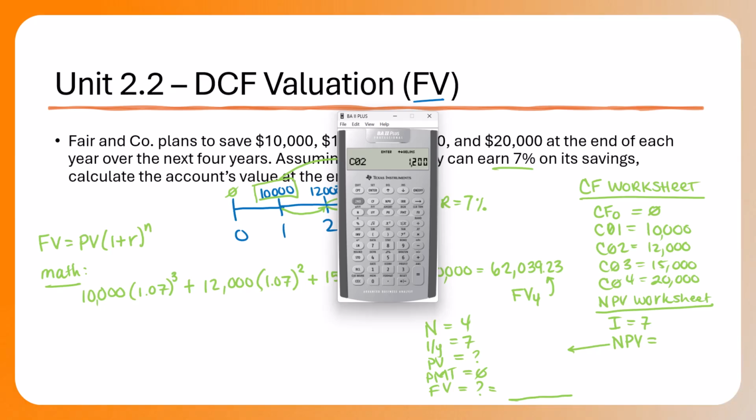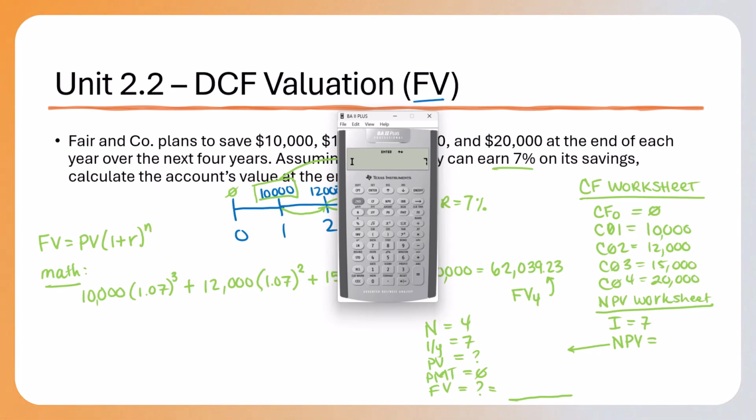The time 2 cash flow is 12,000. Arrow down. Time 3 cash flow is 15,000. Hit enter. The time 4 cash flow is 20,000. So we have built this timeline in the cash flow worksheet. It's a beautiful tool that's available to us in these calculators. We will now enter the NPV worksheet.